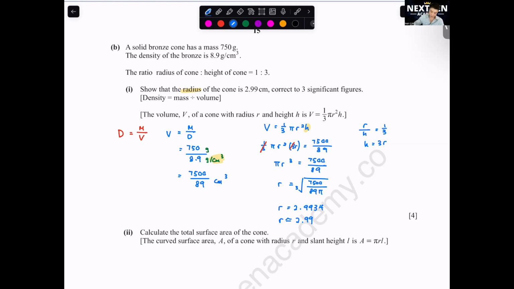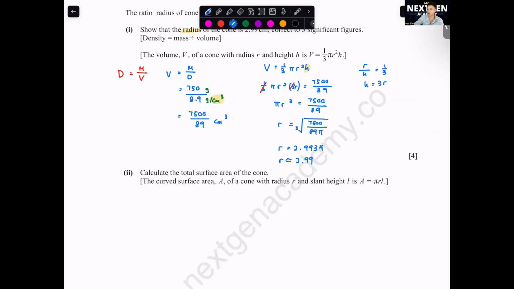Okay, the next one, question 2. Calculate the total surface area of the cone. The curved surface area A of a cone with radius r and slant height l is A equals pi r l. Okay, how do we do this?